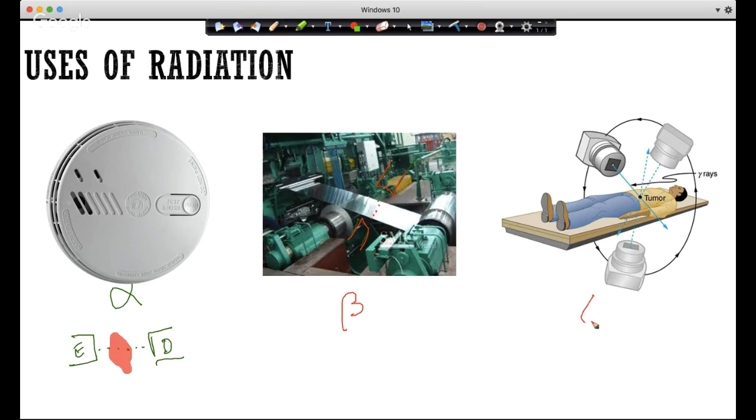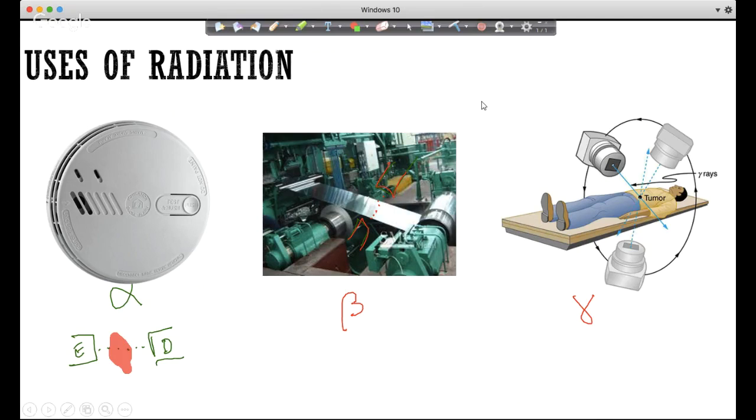Gamma radiation: chemotherapy, treating cancers, sterilizing medical equipment, because it kills all cells. That's the reason why we use gamma radiation for cancer treatment or sterilizing medical equipment, because it kills all cells.